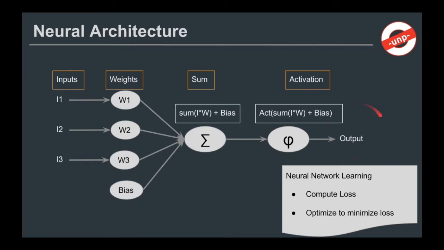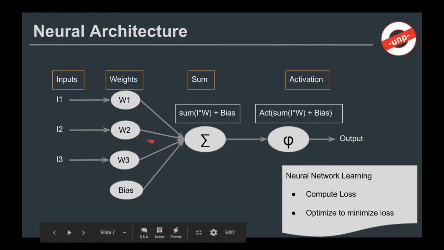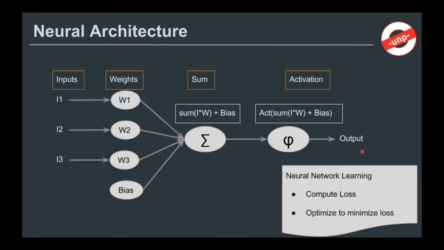Okay. Now the neural network learning that is going to happen is we are going to compute the loss here, loss or the error or the cost, and then we are going to optimize to minimize this loss function. Okay. So when we initialize these weights, whatever strategy we take to initializing them are always going to be erroneous, right? So there's going to be a lot of mistakes that we are going to make upfront.